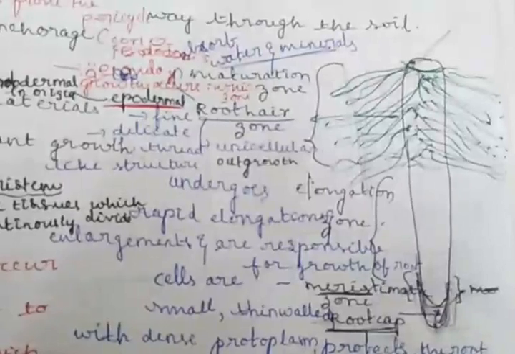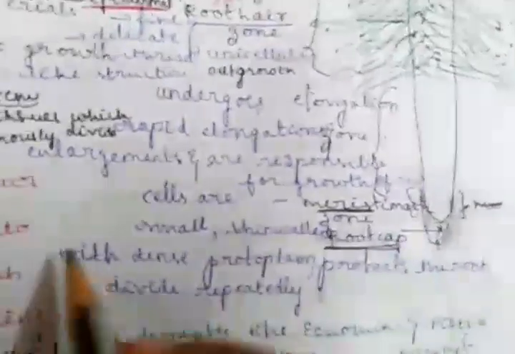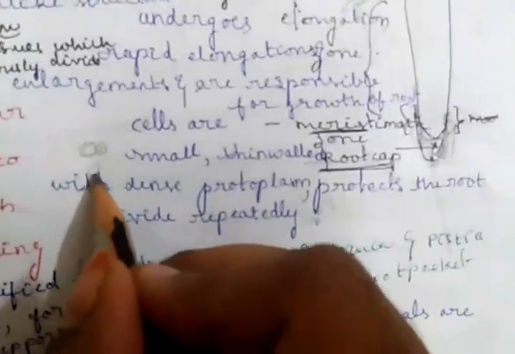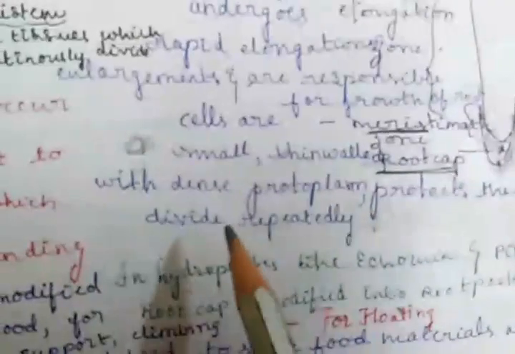What is the meristematic zone? In the meristematic zone, cells are small and thin walled, which means very thin, not rigid, with dense protoplasm, which means it has more protoplasm. Protoplasm is nothing but cytoplasm. The cells divide repeatedly, which means there is more division.